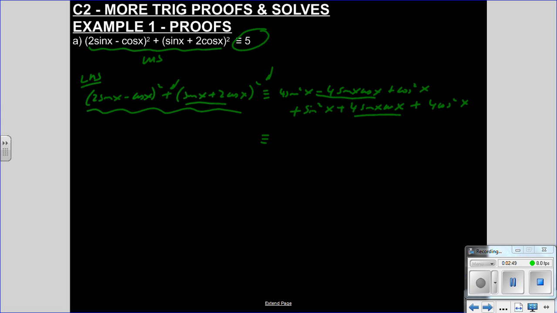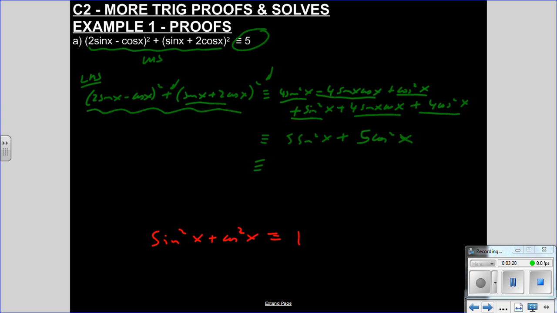Done. So we're left with 4 sine squared x, that's that bit, plus sine squared x, so that's 5 sine squared x. And we've got 4 cos squared plus 1 cos squared, so 5 cos squared x. Where can I go from here? Hopefully you're thinking about it because you know your two identities. You must know these identities. If you don't, just keep writing them out. Write it out until you've got it.